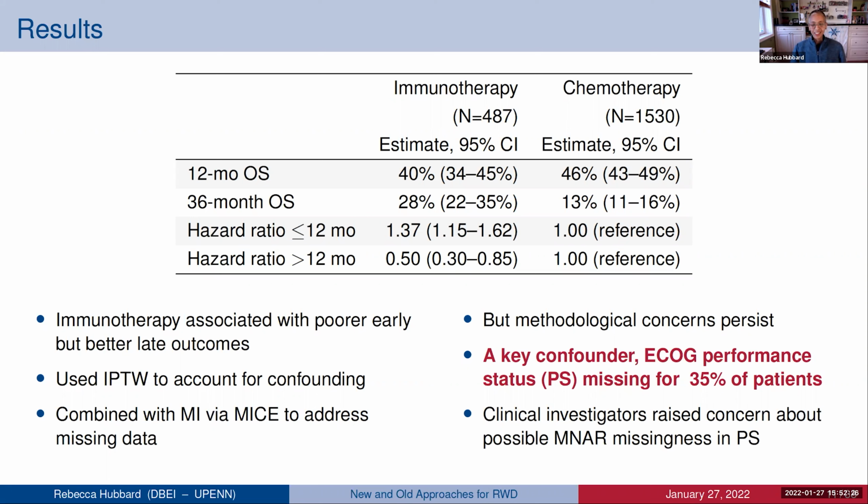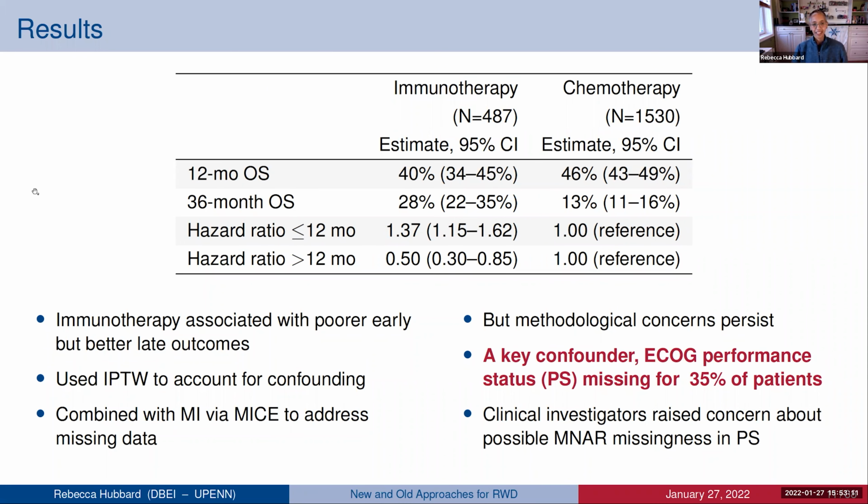And additionally, the clinical investigators raised a concern that not only was ECOG performance status missing, but it might be missing not at random. The reason that they suspected that this might be missing not at random was that patients with very poor performance status, so performance status of 3 or 4, really should not receive treatment at all. And the clinicians were concerned that some of the cancer centers might have providers that were systematically not recording very poor performance status in order to justify continuing to treat those patients anyway. So in that case, the value of ECOG performance status itself would influence the missingness and would give rise to a missing not at random missingness mechanism.